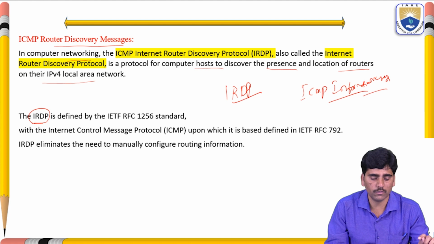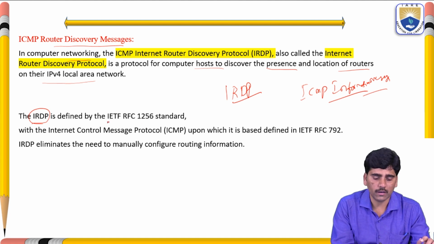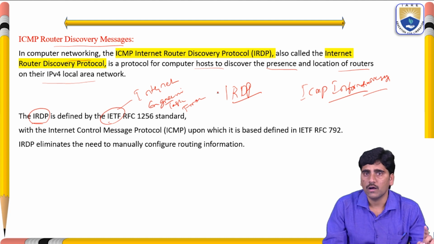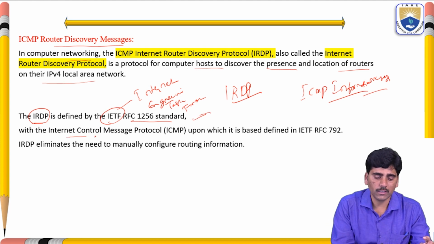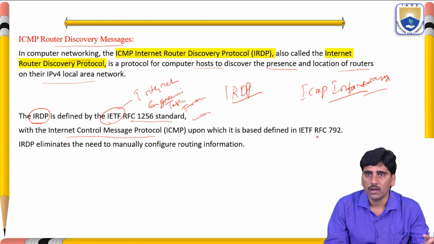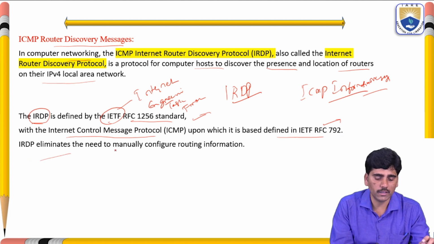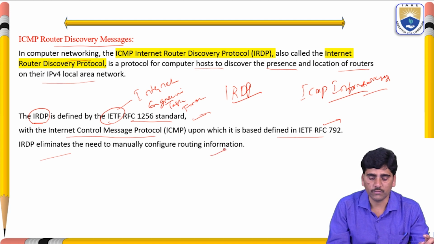The Internet Router Discovery Protocol is defined by the IETF, the Internet Engineering Task Force, in the standard Request for Comments 1256. It works with the Internet Control Message Protocol, which is defined in RFC 792, and it eliminates the need to manually configure routing information.